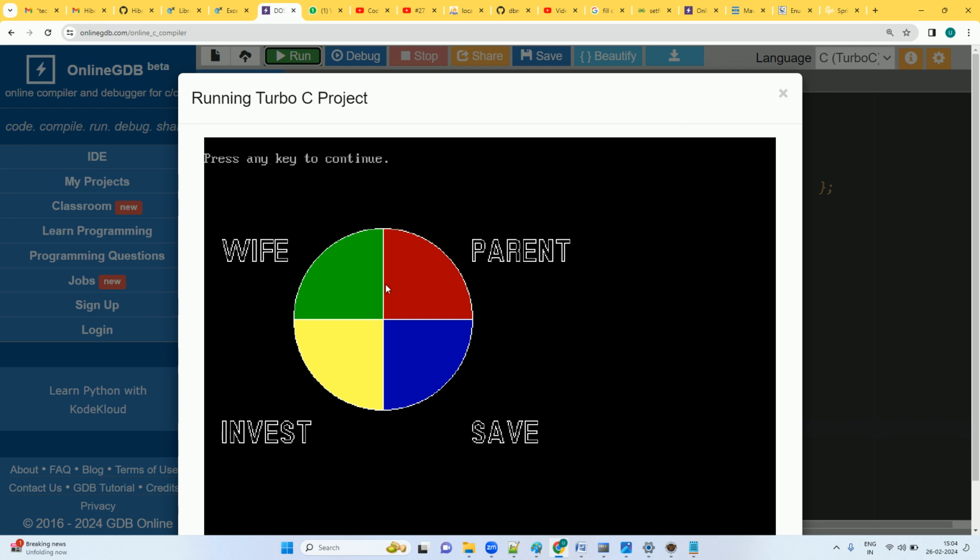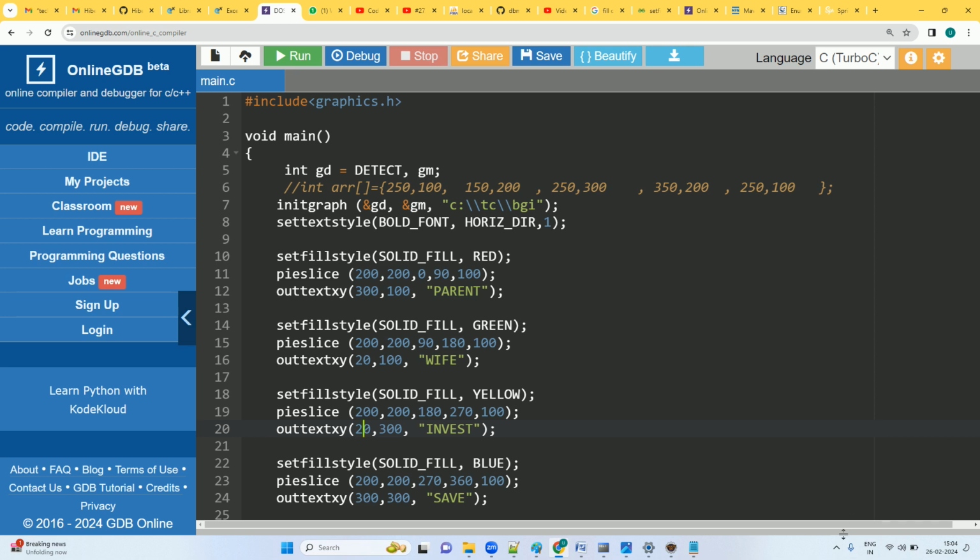Inside we could have written the percentage, 25%, 25%. That would have made sense, right? But still, handsome, more than handsome.